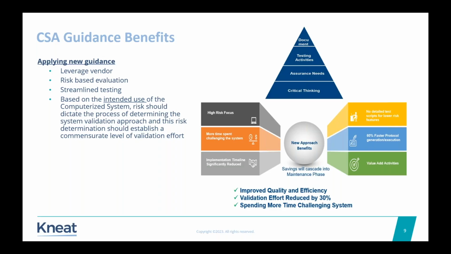Okay, so you get 60% faster protocol generation and execution, because I'm not creating all these huge details for low risk features. I can generate protocol faster, execute it faster, and I'm really concentrating on the value add activities here. I'm looking at the riskier features, challenging those, because we said in the previous slide, if you challenge at the start, when you go into production, those features that can possibly cause an issue have been tested in depth.